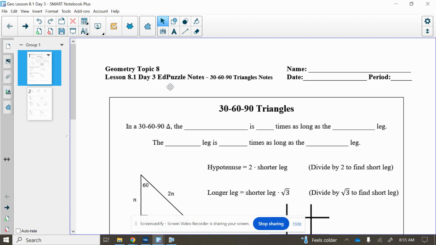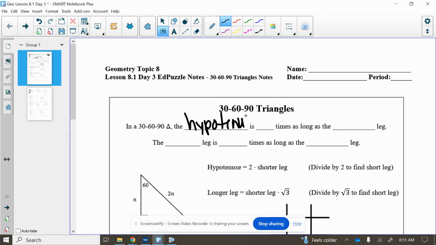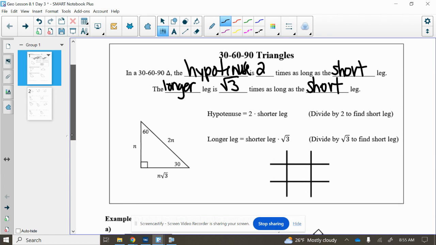Today we're going to talk about our second type of special right triangles, the 30, 60, 90 right triangles. And in these particular triangles, the hypotenuse always ends up being 2 times as long as the short leg. Meanwhile, the longer leg is square root of 3 times as long as that short leg. Now, how do we know what's the short leg and what's the long leg?